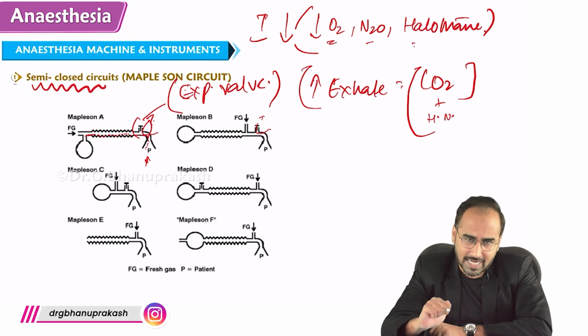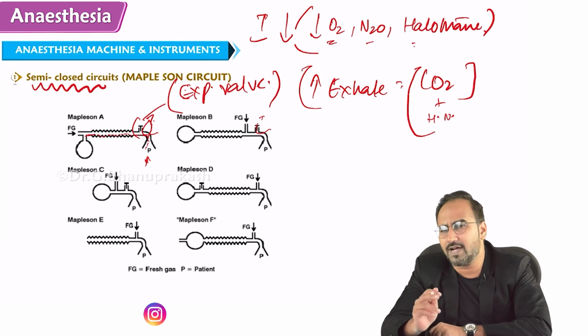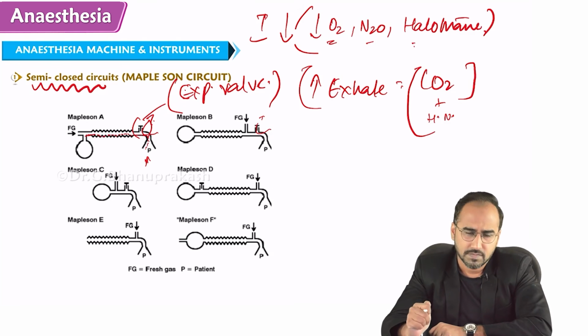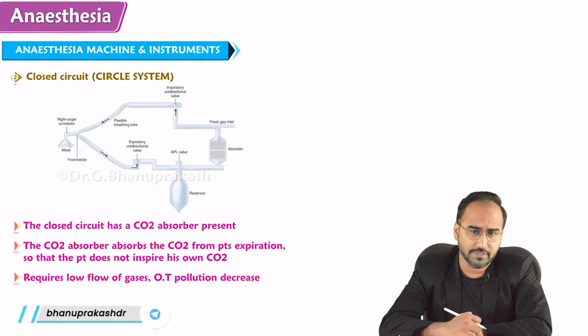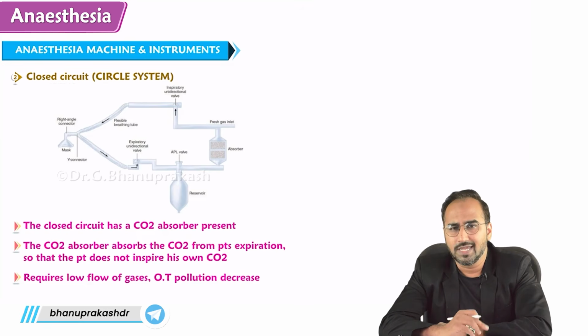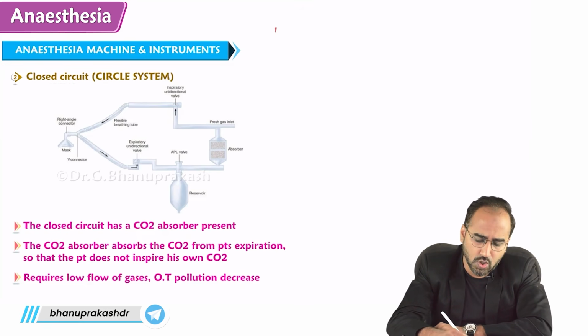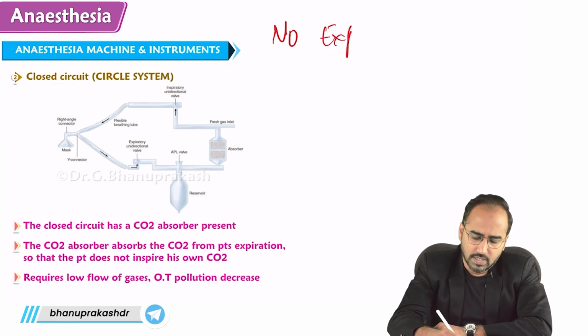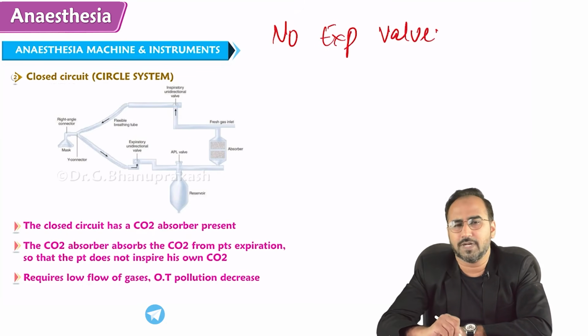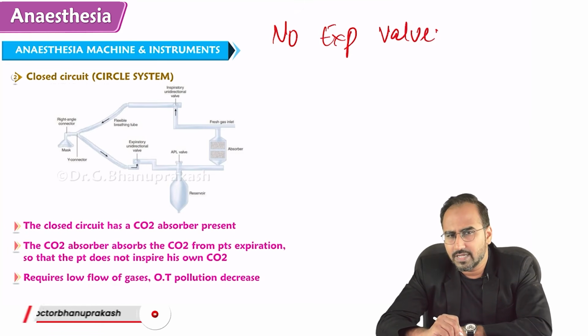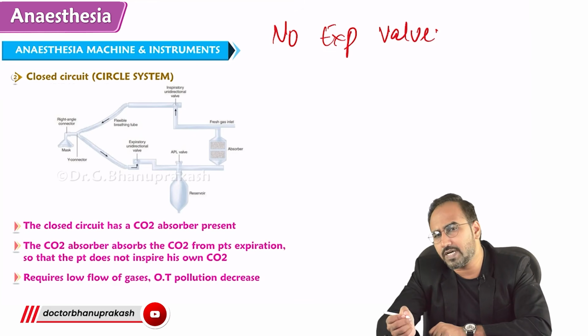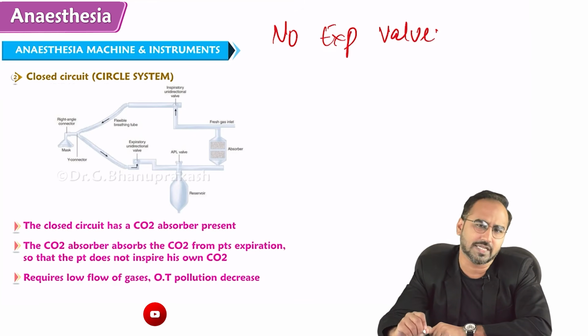So remember guys, in the Mapleson semi-closed circuit, there is an expiratory valve. If you have an expiratory valve, the carbon dioxide goes off. Whereas, there is one more circuit called the closed breathing circuit. In the closed breathing circuit, there is no expiratory valve. Now guys, if there is no expiratory valve, what will happen? The patient will re-inhale his own carbon dioxide and develop hypoxia and hypercarbia, leading to acidosis, which can cause respiratory discomfort, respiratory arrest and cardiac arrest.